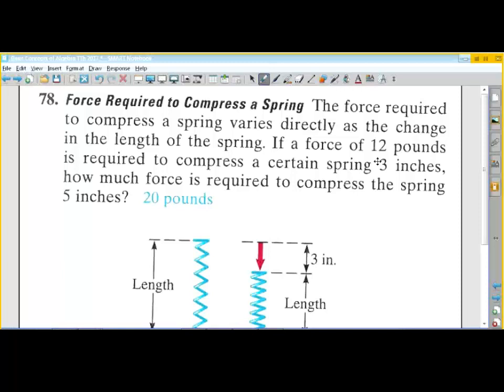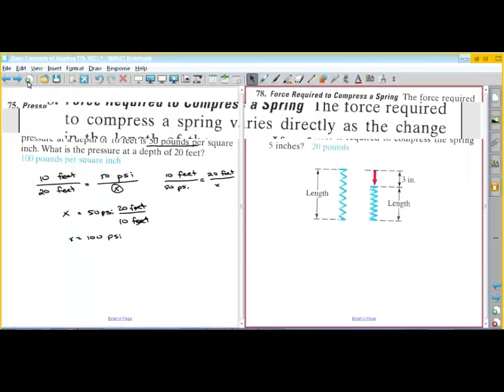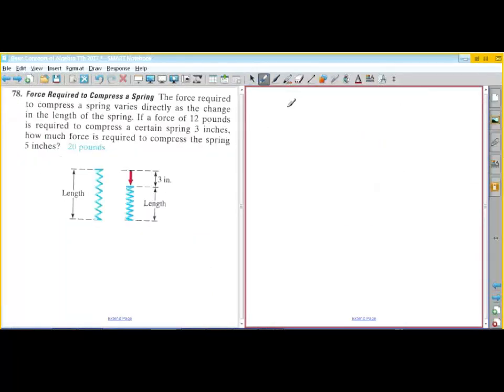In terms of this problem, the key thing is it says it's directly related, or what's the word they use? Varies directly. So varies directly means that it's just a proportion. And so the proportion is going to be inches to inches equals pounds to pounds, or inches to pounds equals inches to pounds, depending upon which way we want to do it. So we'll do them both ways. We'll set them up both ways.